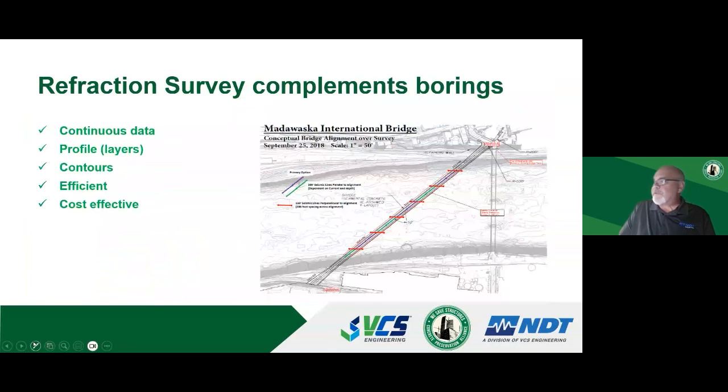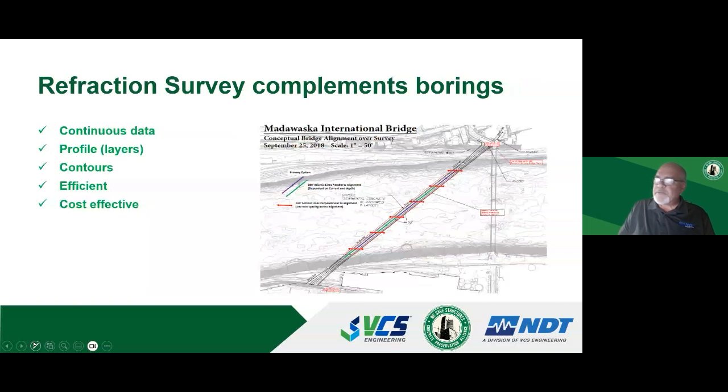We collected 1,400 lineal feet of continuous profile data of the rock for the proposed alignment, which is the hypotenuse, and determined the rock was about 14, 15 feet down. It was a weathered shale that was competent enough to support a spread footing. So done early on, it was able to reduce the number of borings.